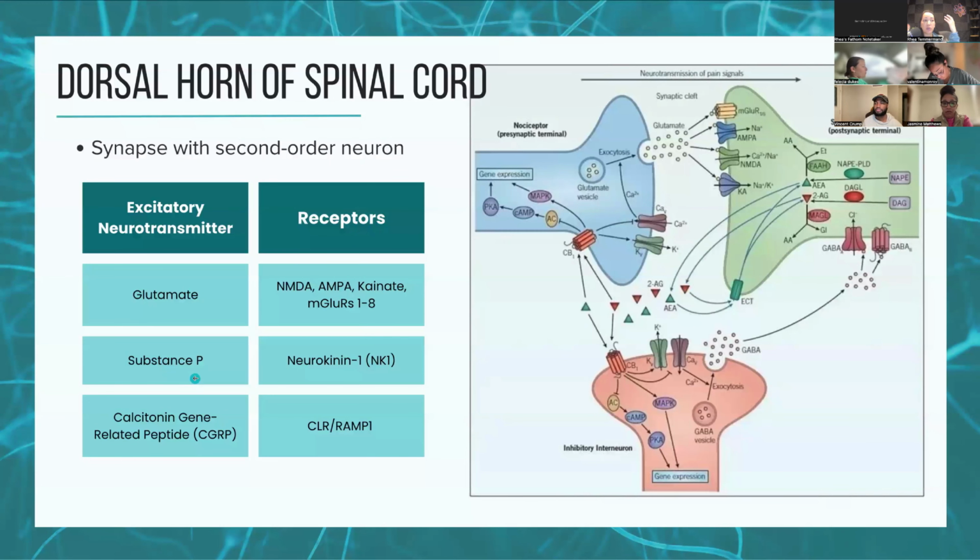Another neurotransmitter would be substance P, and the receptor would be neurokinin receptors. Another excitatory neurotransmitter would be calcitonin gene-related peptide, or CGRP, and you can see the receptors here are CLR and RAMP1. Of course, this slide is very busy, but you can see here there are cannabinoid receptors as well, CB1 and CB2, and the endogenous cannabinoids are 2-AG and AEA.